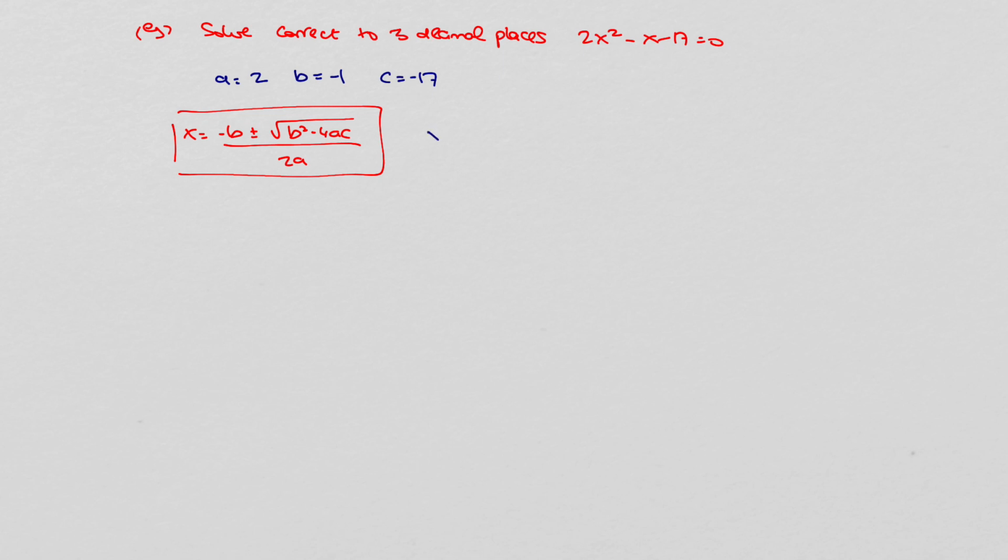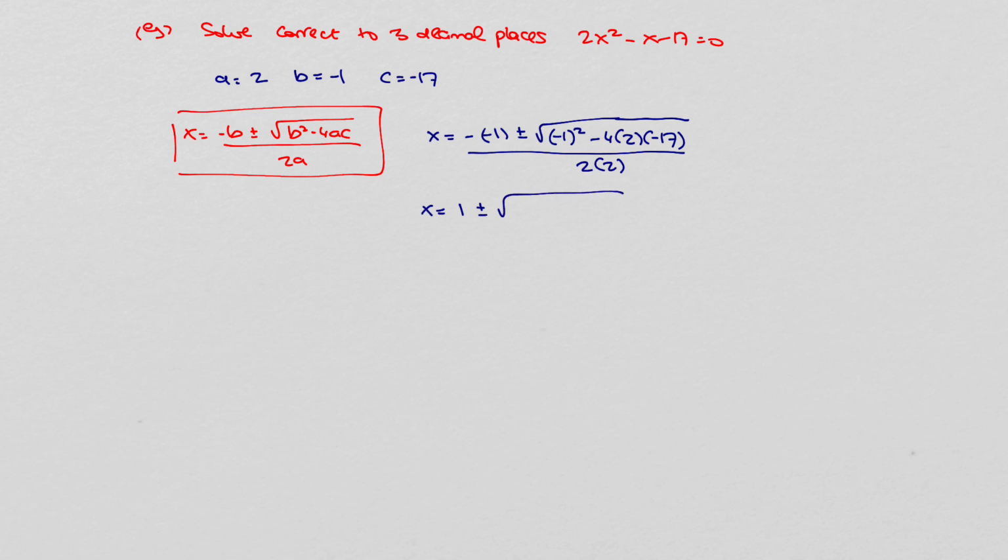And we sub in our values, so we get minus b, so be careful of the double negatives, plus or minus the square root of, using brackets, b squared minus 4 times a times c, all over 2 times a. So we have minus 1 is going to be plus 1, and the square root of minus 1 squared minus 4 times 2 times minus 17 is 137. All over 2 times 2, which is 4.